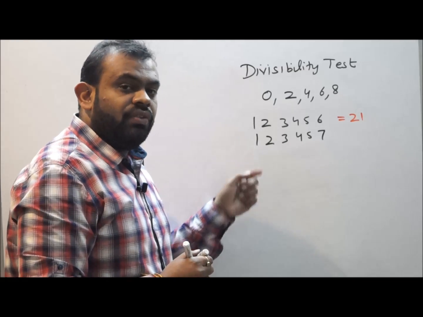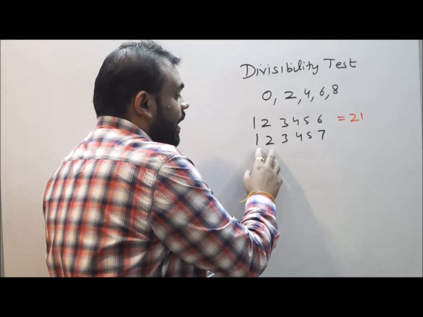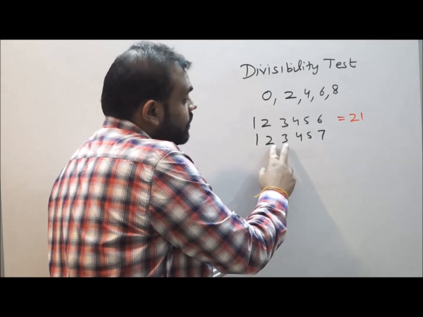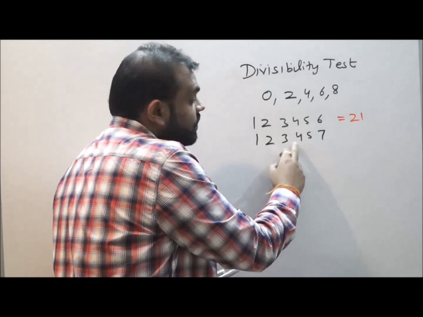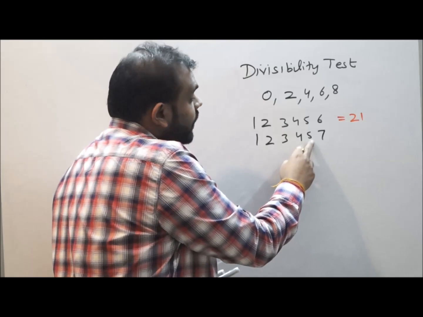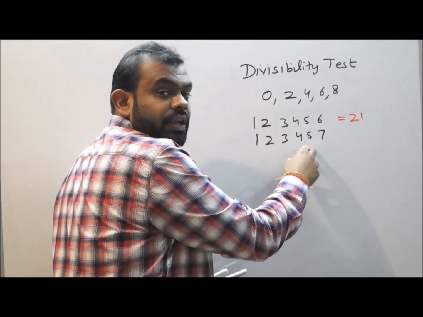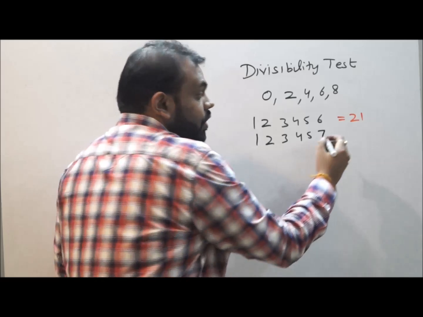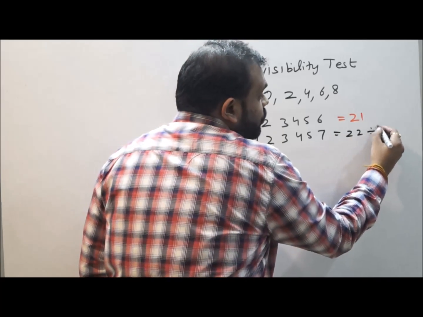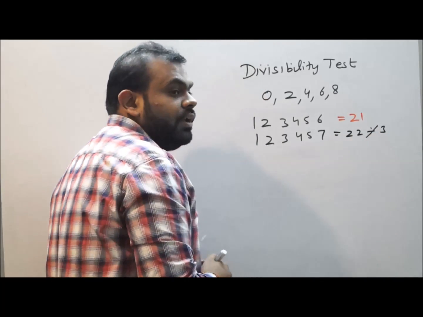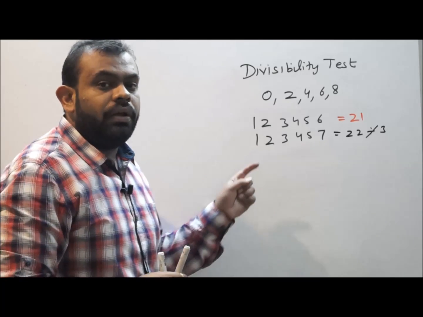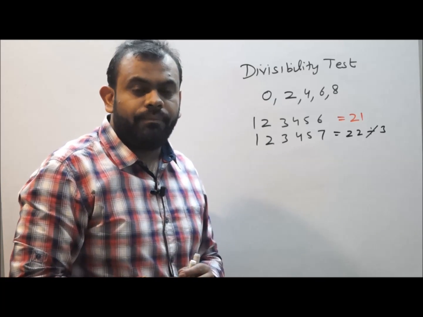Whereas in the next case, we can see that the sum becomes 1 plus 2, 3, 3 plus 3, 6, 6 plus 4, 10, 10 plus 5, 15, 15 plus 7, 22. So 22 is not divisible by 3. Hence, my second example is not divisible by 3.